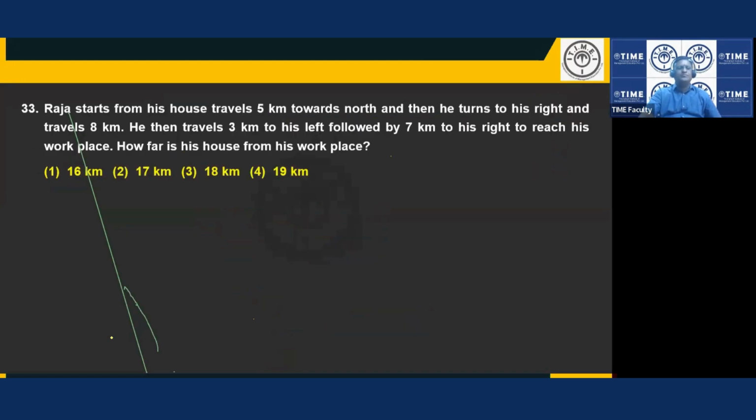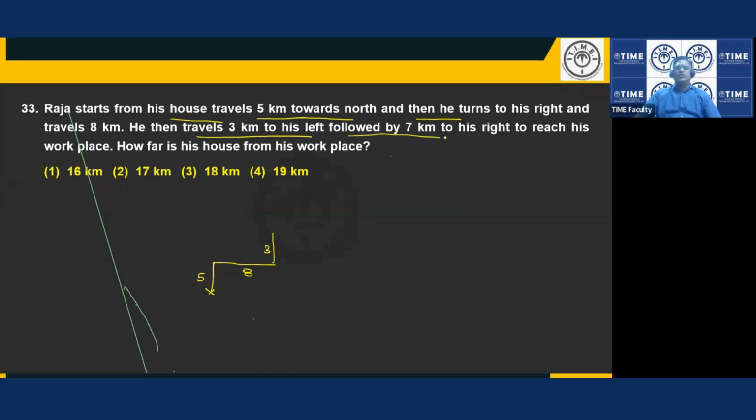Next. Direction related questions. Raja starts from his house and travels 5 kilometers towards north. Here, it started from the place towards north, how much? 5. And then he turned to his right. Right means towards east, and travels 8 kilometers. 8 kilometers more. Then he traveled 3 kilometers to his left. From this place, left means north direction, 3 kilometers.